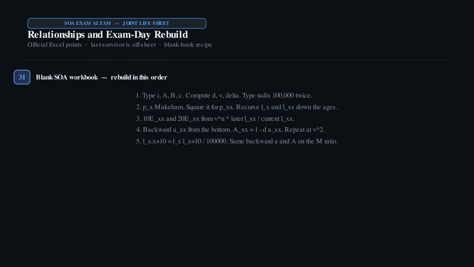Exam day you get a blank book. Type 1, Makeham ABC, and 2 radix cells. Fill px, square it, recurse both L columns. Pure endowments are V to the N times a later joint radix. Annuities fill backward from age 130 equal to 1. Insurances are 1 minus D times A. 2-age uses the product of single life Ls. That is the entire joint life engine.